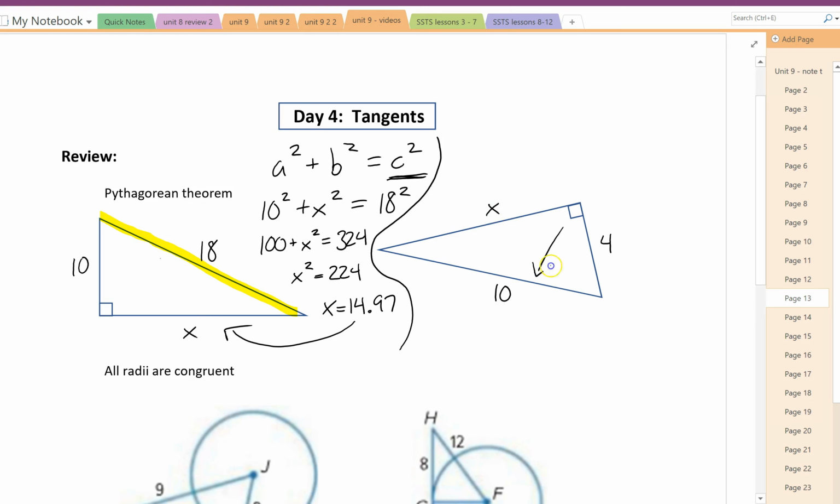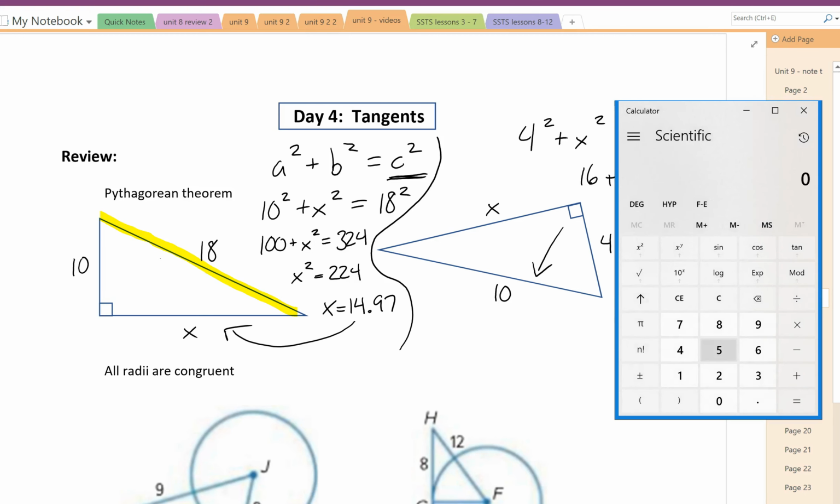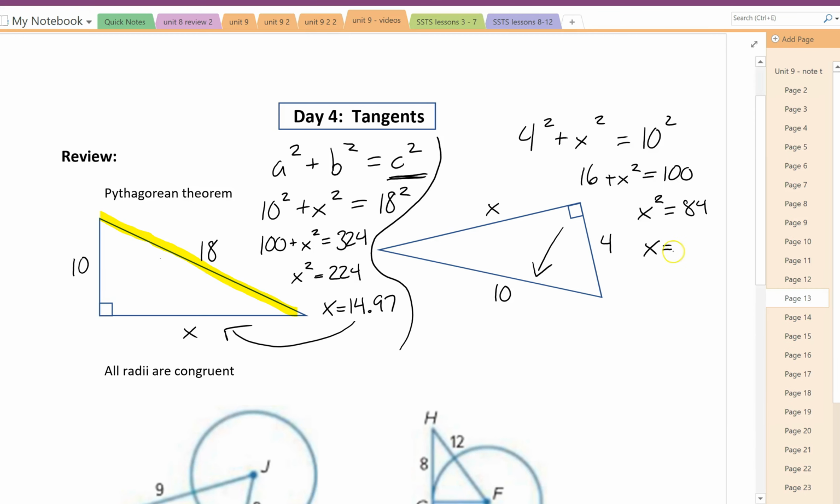Okay, well, the hypotenuse is going to be this one down here, the one across from the right angle. So 10 squared is going to go by itself on one side of the equation, and 4 squared plus x squared goes on the other side. So I'd have 16 plus x squared equals 100. If I subtract 16 from both sides, I would have x squared equals 84. Then to finish solving, I would just need to take the square root of both sides, and it would be about 9.17 if I round. So this side up here would be about 9.17 units.